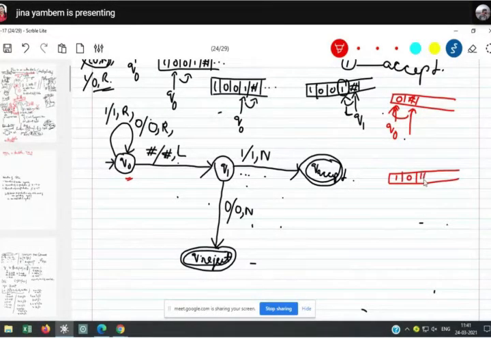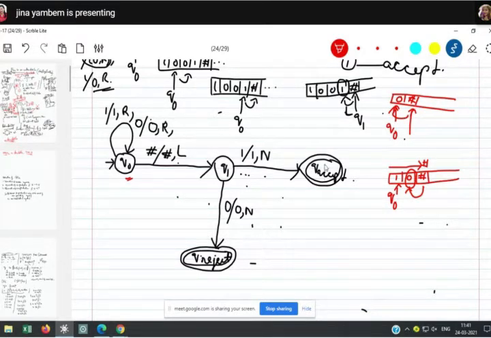Now it will start from Q naught and then it will start scanning from here to here till we find hash. When you find hash, come back to the left side cell of this hash. If you find 0, reject it. So this is the complete Turing machine for this one.